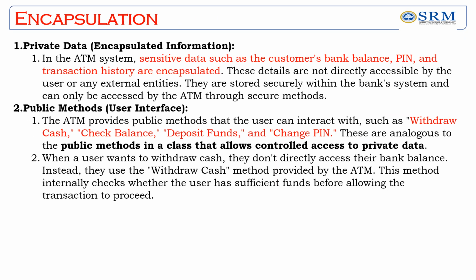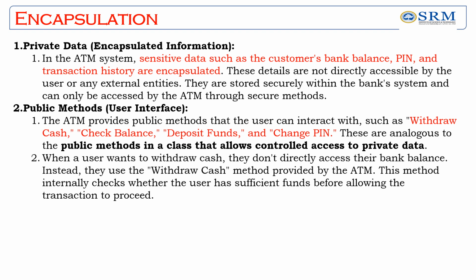For example, in the ATM class, certain details are stored as private data and certain details are stored as public methods. For example, in the ATM class, customer bank balance, PIN number, and transaction history are all private variables. They can be accessed only by the methods inside the ATM class. For example, these private variables can be accessed only by the public methods such as withdraw cash, check balance, deposit funds, and change PIN.